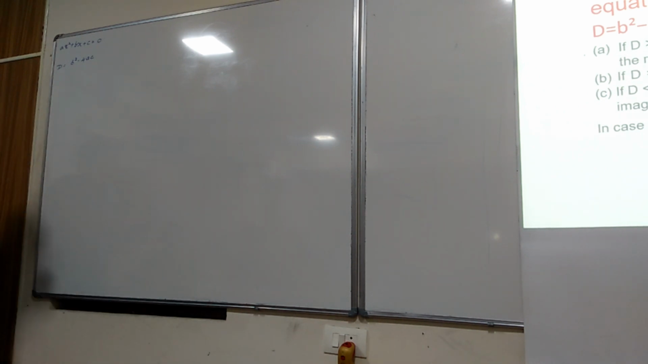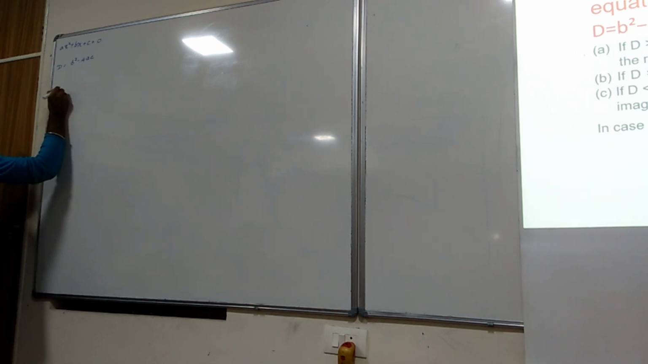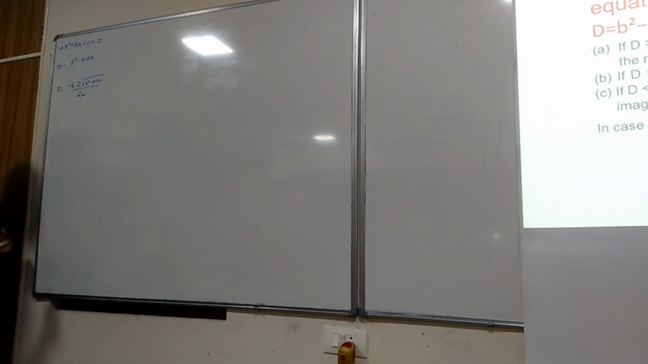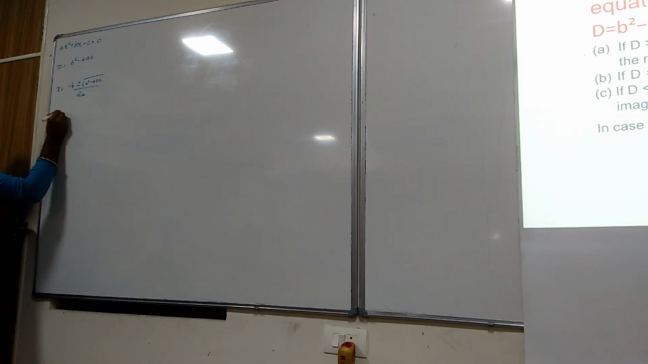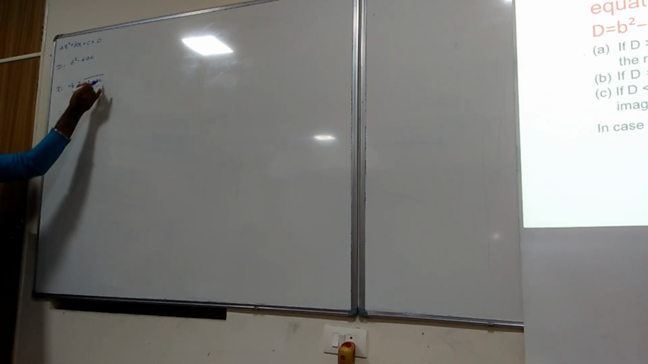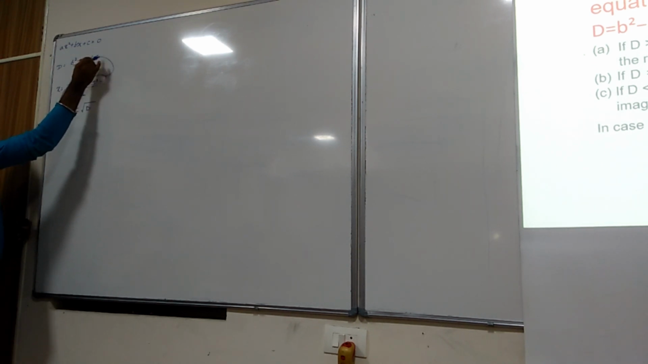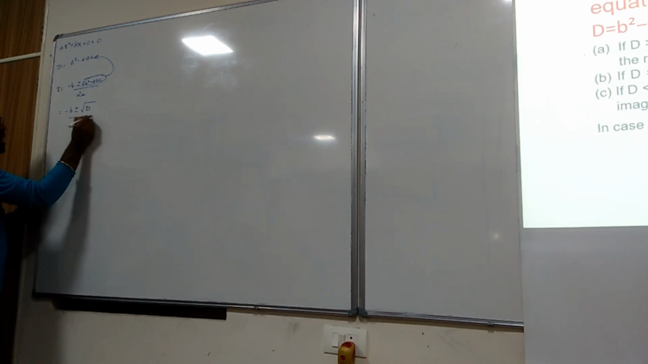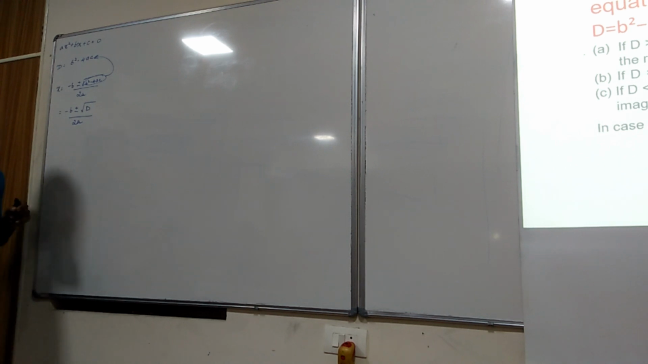After you get to know that, you substitute the value of the discriminant in the quadratic formula. How will you substitute? Your formula is x is equal to minus b plus or minus root of b square minus 4ac divided by 2a. This can be further written as minus b plus or minus root of D, where b square minus 4ac is your discriminant, divided by 2a.